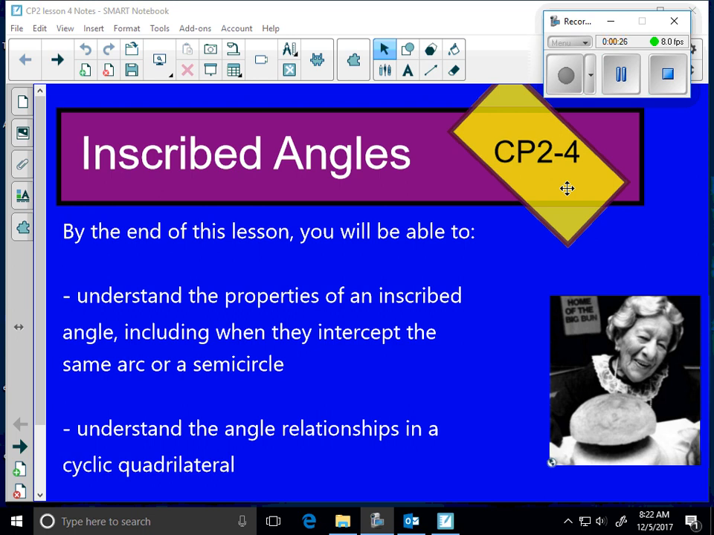Okay, so let's understand properties of inscribed angles, including when they intercept the same arc or a semicircle, and understand the angle relationships in a cyclic quadrilateral.